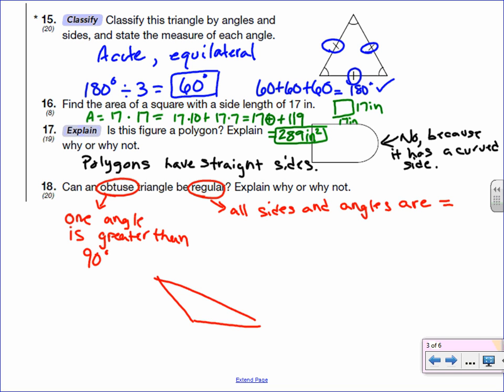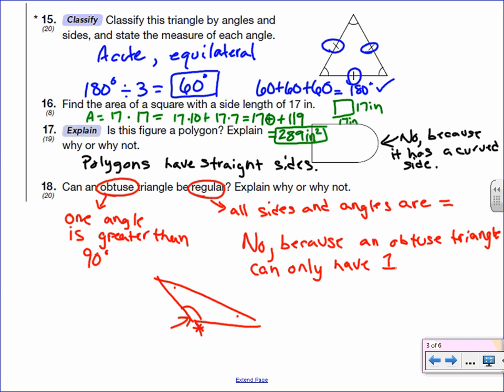Any obtuse triangle that you would draw, there can only be one obtuse angle. So there would be no way for the other two angles to match the measure of this angle, because all of the angles in a triangle add up to 180, and this angle right here is more than 90 already. You can't have three of them add up to 180, because two 90s add up to 180. So the answer is no, because an obtuse triangle can only have one obtuse angle.